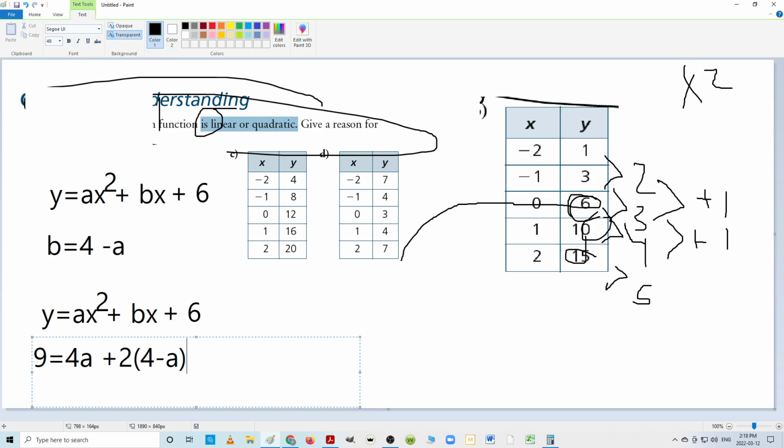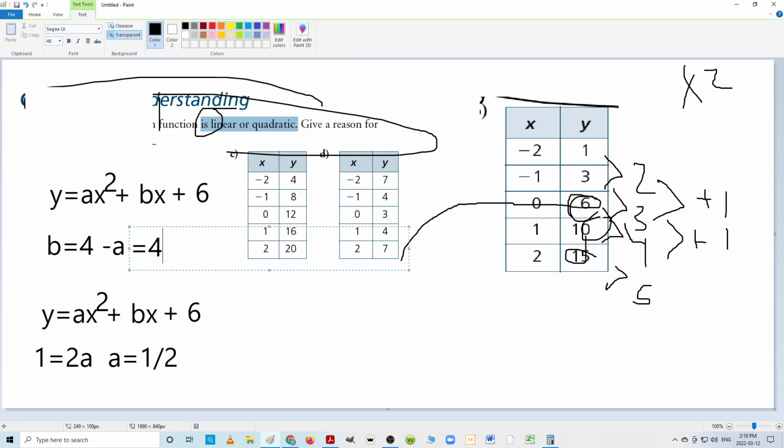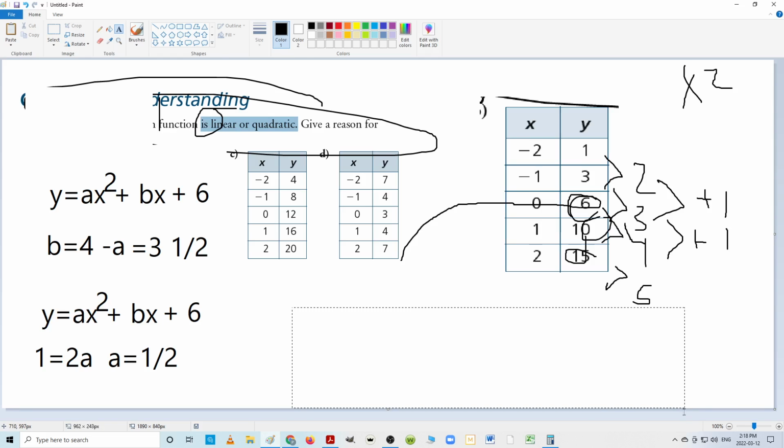This is called substitution. And now 2 times 4 is 8. And 2 times a is minus 2a. 4a minus 2a is 2a. 8 to the other side is 1, which means a is equal to a half. And then I can put it into this formula right here. So it's 4 minus a half. And I get 3.5. Which means I have my a, b, and c now.